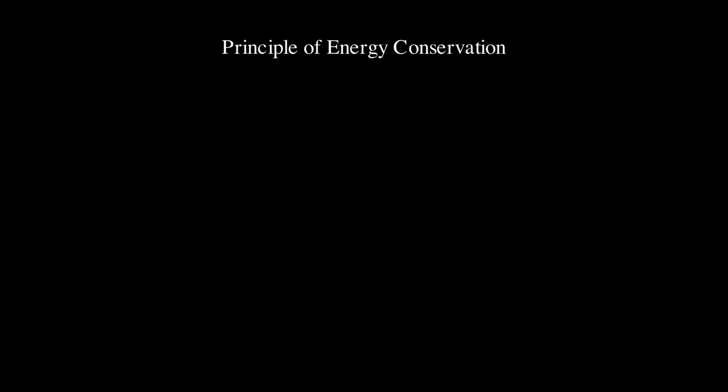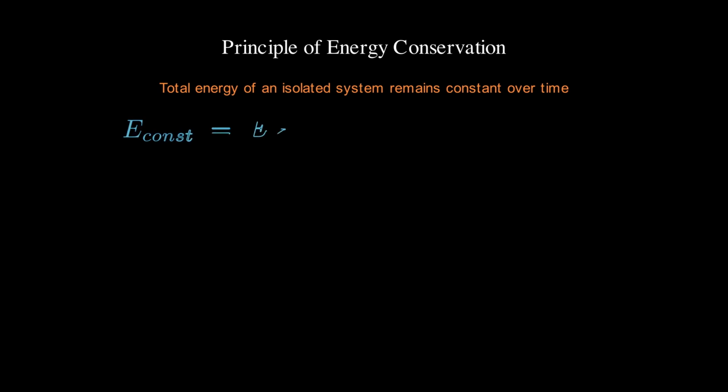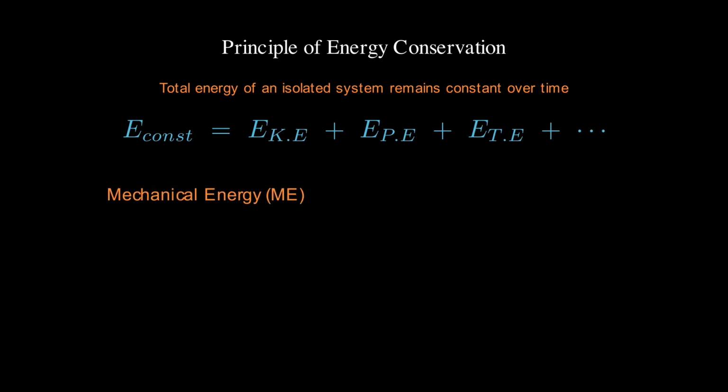The principle of energy conservation states that the total energy of an isolated system remains constant over time. Note that energy cannot be created or destroyed, it can only be transformed from one form to another. This principle is fundamental in physics and applies to all types of energy, including kinetic energy, potential energy, thermal energy, and so on. However, in this section, we are concerned only with mechanical energy.